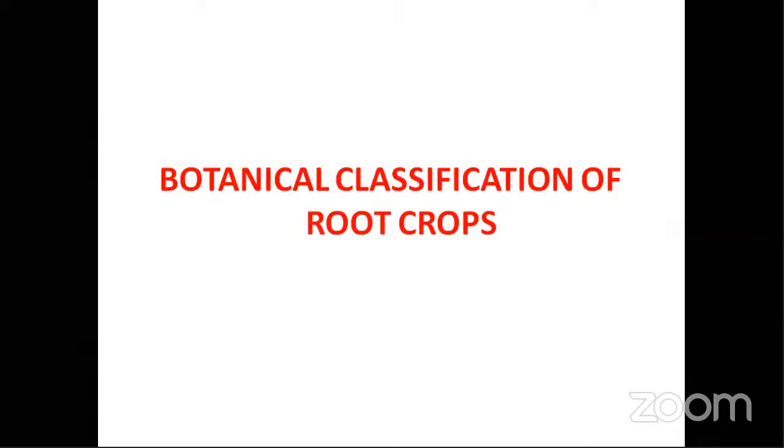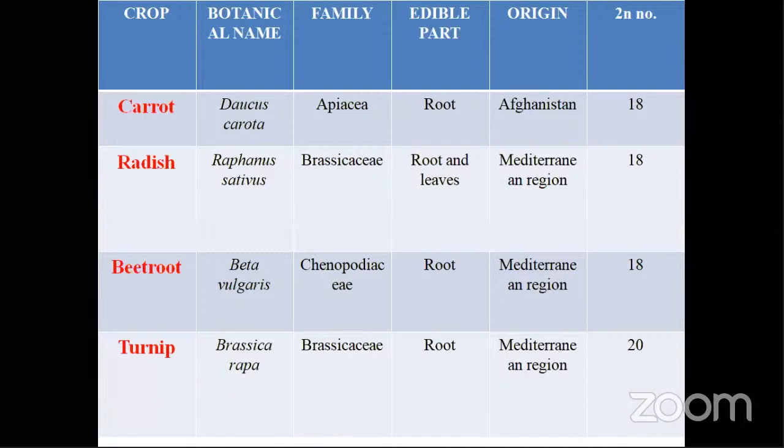So firstly, the botanical classification. We all know that the scientific names are very important, not only from the exam point of view. When you get to know a crop, it is very important that we know the scientific names, the family, the edible part, origin, and the chromosome number. So it is very easy to remember.